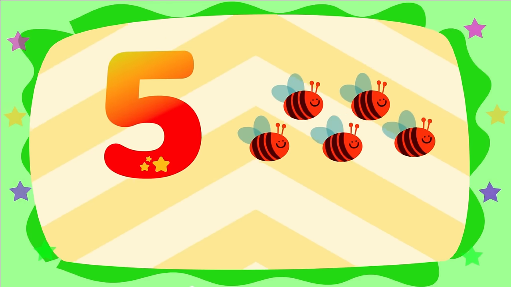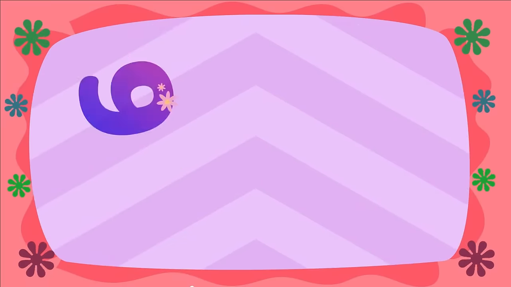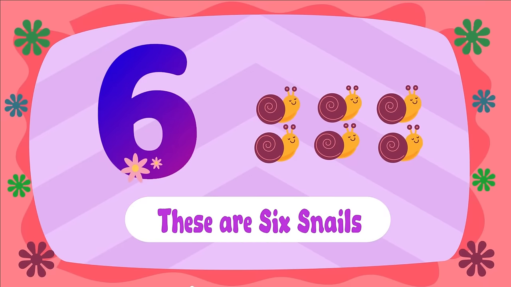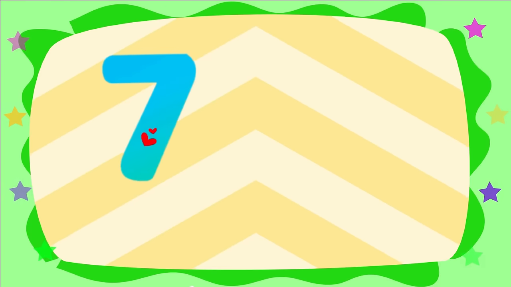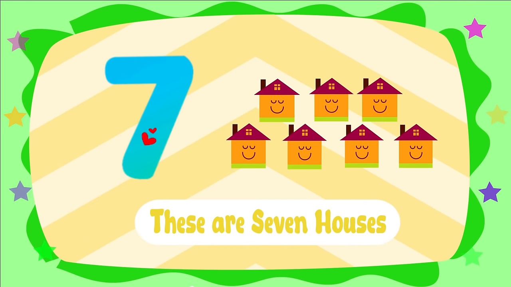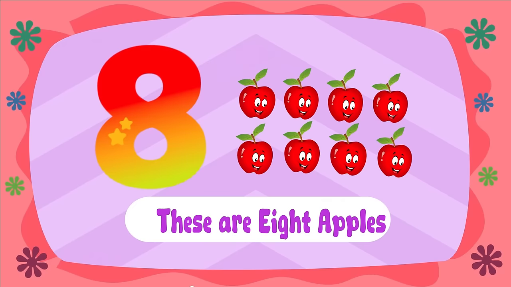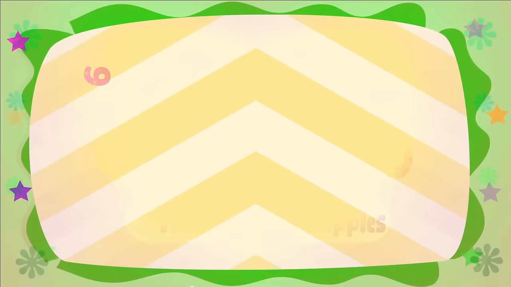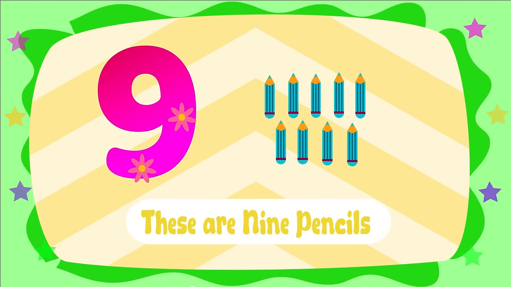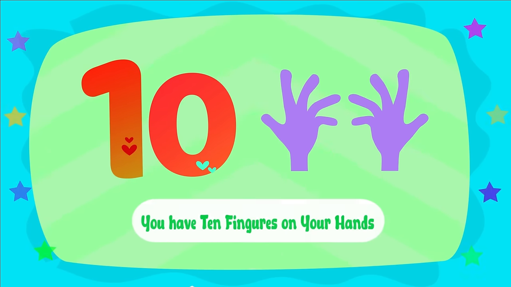5. Bees. There are 5 bees. 6. Snails. These are 6 snails. 7. Houses. These are 7 houses. 8. Apples. These are 8 apples. 9. Pencils. These are 9 pencils. 10. Fingers. You have 10 fingers.